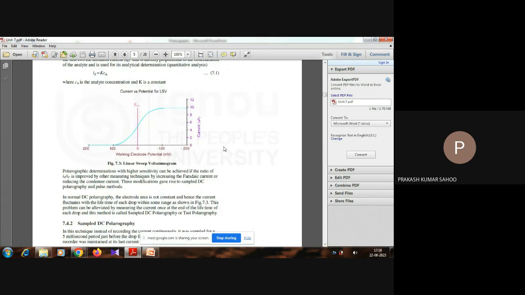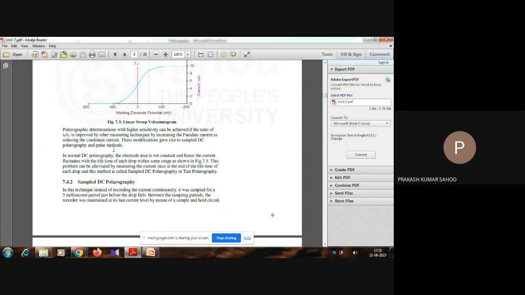Then we have one graph plotted here, that is working electrode potential, generally a mercury electrode, that is the dropping mercury electrode DME, versus the current recorded. Okay, then the plot is just like this, and this is the half wave potential, denoted as E half, right?